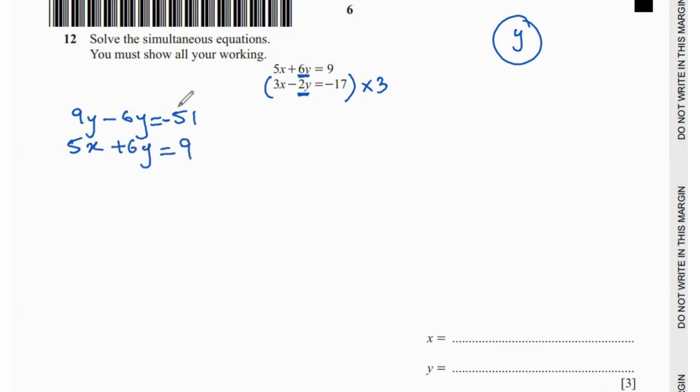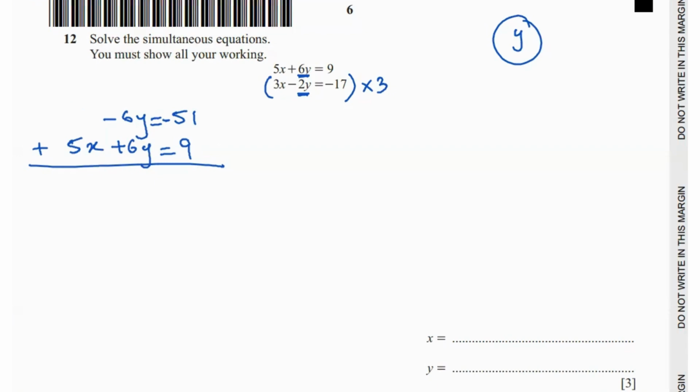Once we have made the coefficients equal, the next step is to see what the signs are of the variable that we're trying to eliminate. In the first equation, y is positive. In the second equation, y is negative. So in order for us to eliminate, we will add them. Why will we add them? Because both the y's have opposite signs. So minus y plus y would give us 0, no y. This is why we add the two equations.